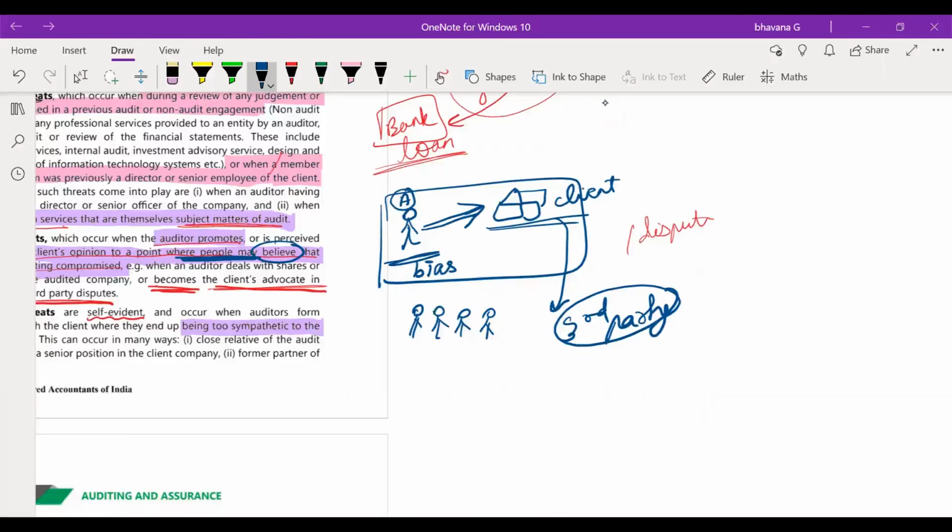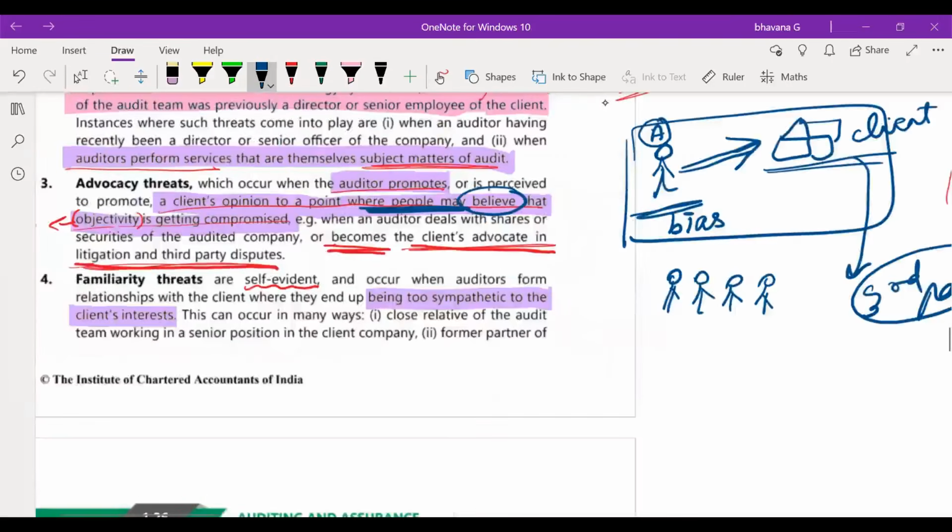You don't have any relation with the third party. That is none of your matter, none of your business to go and put your nose into it. But still, even though it is a third party matter, you as an auditor try to go inside that matter and put your ideas or try to support that client. You're trying to advocate for that client in the litigation and third party dispute.